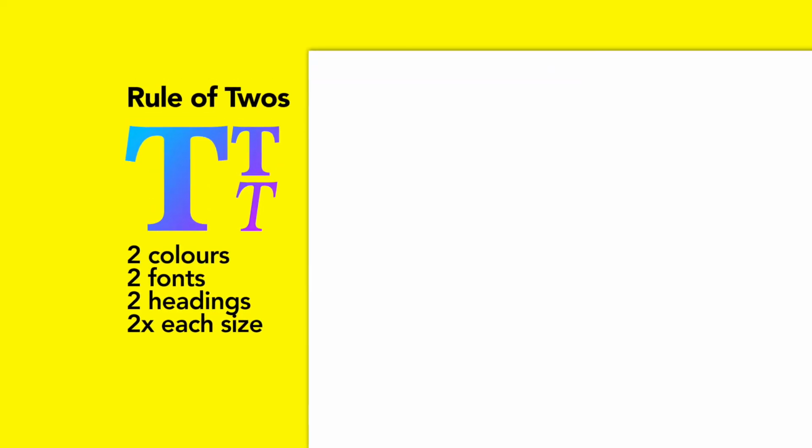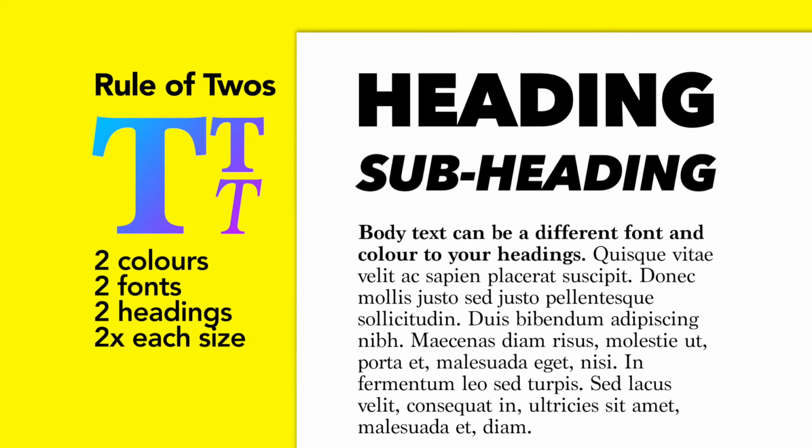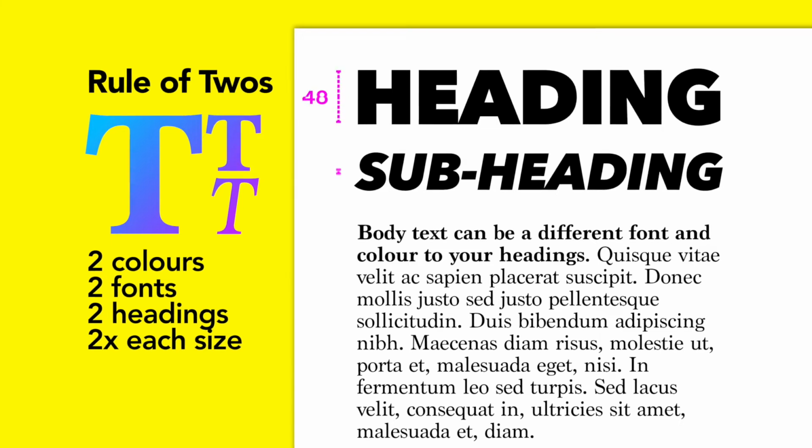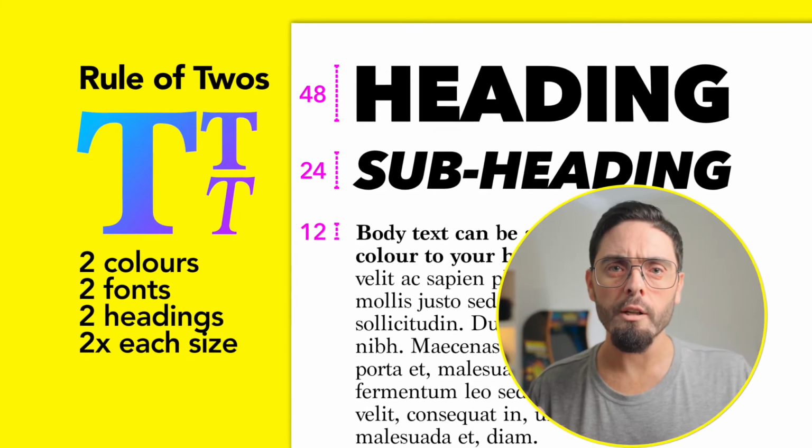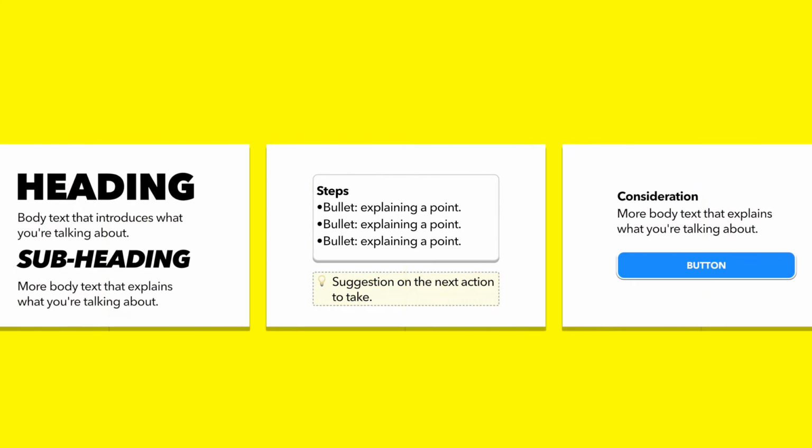To drive down this cognitive cost and prevent fatigue, the personality of your text should use the rule of 2s. No more than 2 colors, 2 fonts, 2 types of headings, each differing in size by a factor of 2. And if you find yourself needing to add more than this, then you might have too much content for the page and need to split things up.